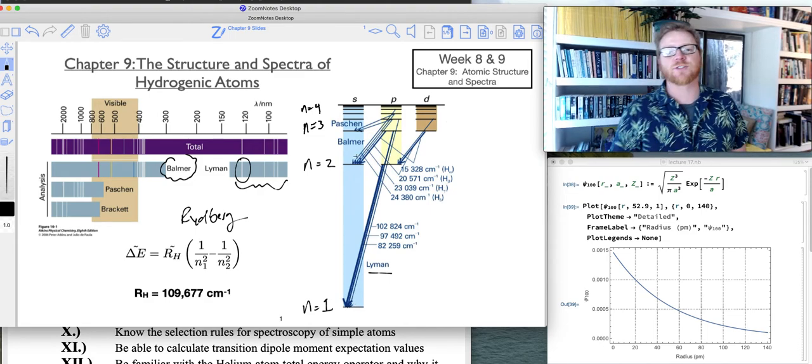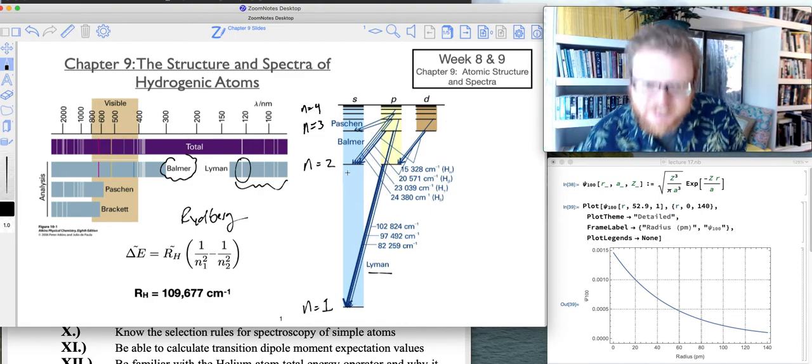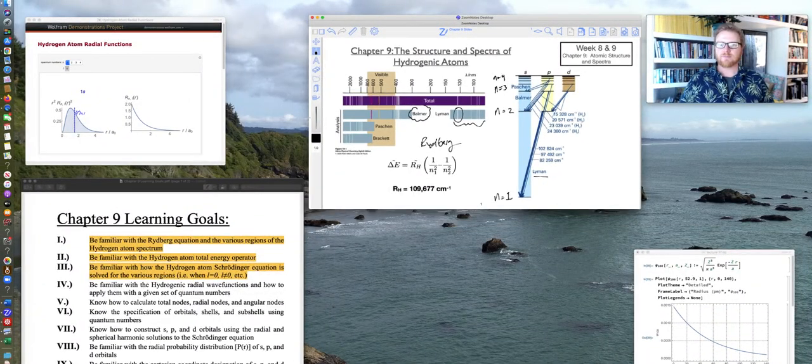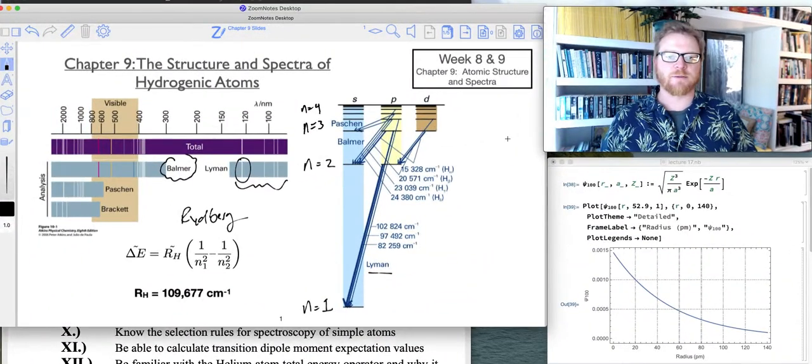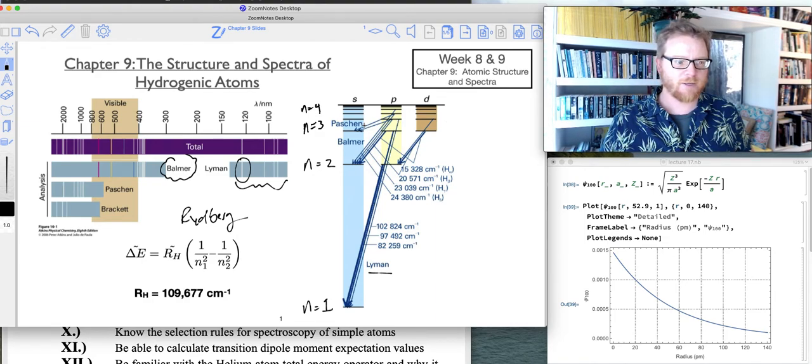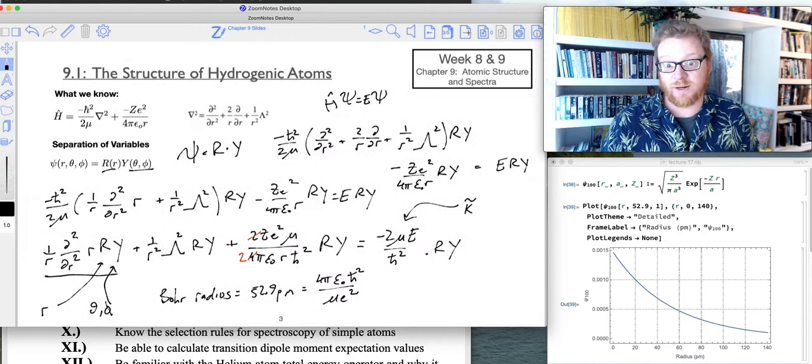The Balmer describes everything going down to n equal to 2. And the Paschen line describes everything going down to n equal to 3. Okay? And the Brackett line shows everything going down to 4, but we don't have that on the diagram. So that's awesome. So we did it.